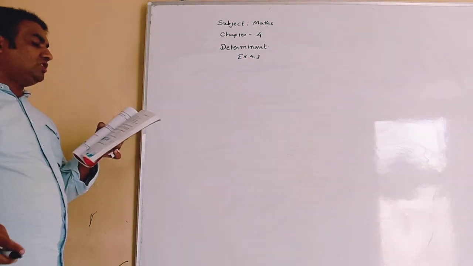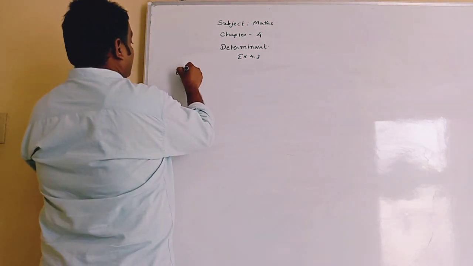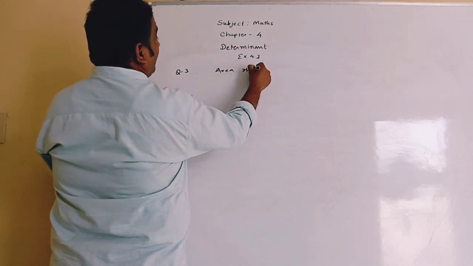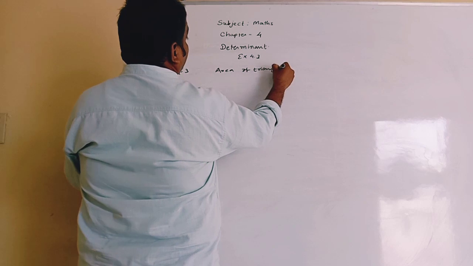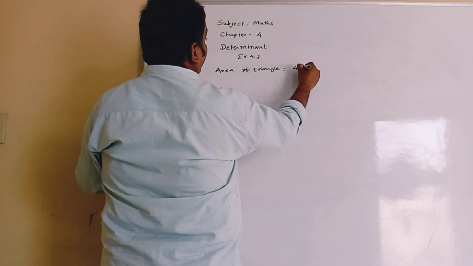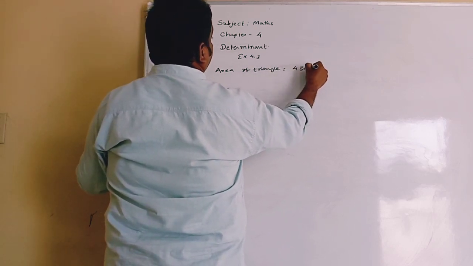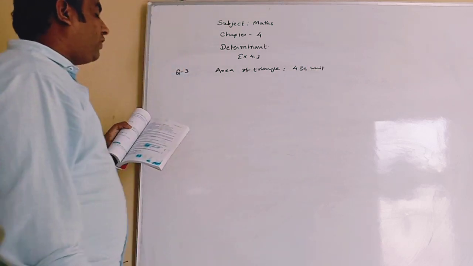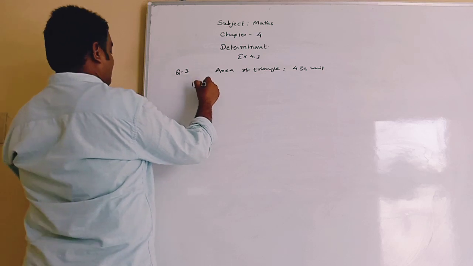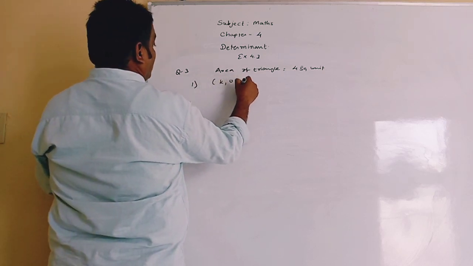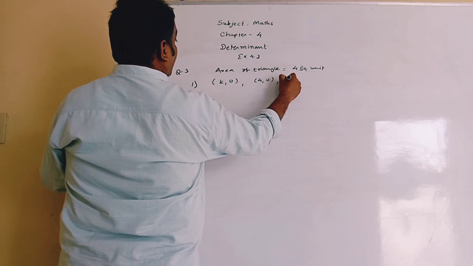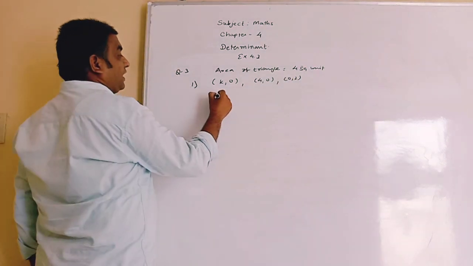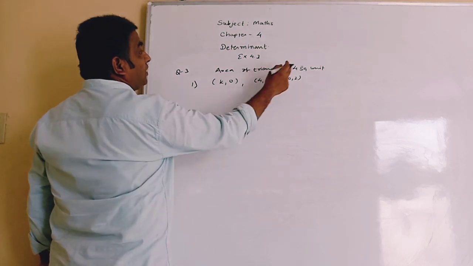Now we are given question 3, area of triangle equals 4 square units. Then find the value of k. So the first question is given (k, 0), (r, 0) and (0, 2). So now we know that area equals 4 square units.